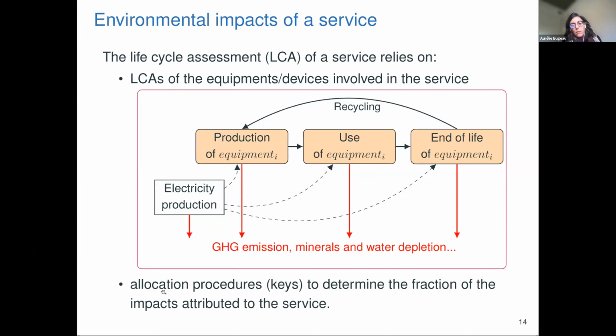Then one difficulty here is to find allocation procedures to determine the fraction of impacts attributed to the service. For instance, if you use a data center to train for, let's say, 12 hours, how responsible are you for the manufacturing of this data center? So how do you allocate the impacts to the one using this service? This is something really difficult and not tackled today.